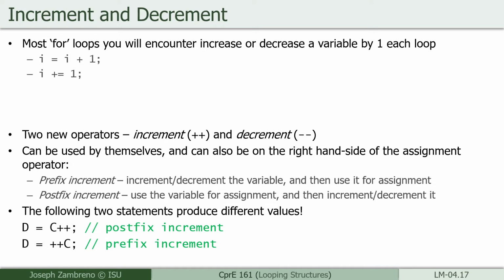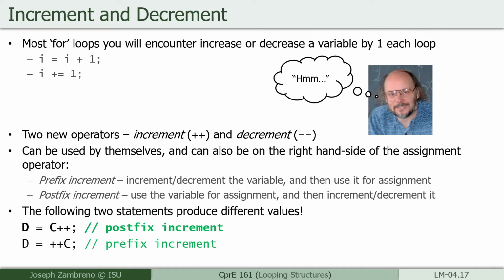So you don't have to take my word for it, but it is extremely common that we want to go up by 1 or down by 1 each time through the loop. There are 2 other operators in C that are really perfect for this. That's the increment operator and the decrement operator. So instead of I equals I plus 1 or even I plus equals 1, we instead could have just I plus plus.